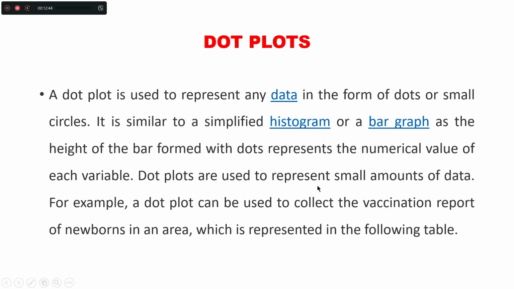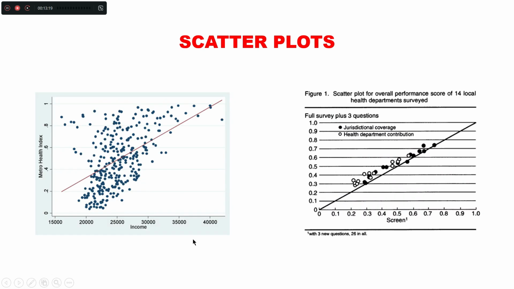Okay, dot plots are used to represent a small amount of data. It is commonly used when the data is very few in number. For example, a dot plot can be used to collect a vaccination report of newborns in an area: how many newborns there are, whether they have taken vaccination or not, what kind of vaccination they have taken, and how many dosages they have taken. To represent that, we can go for a dot plot.